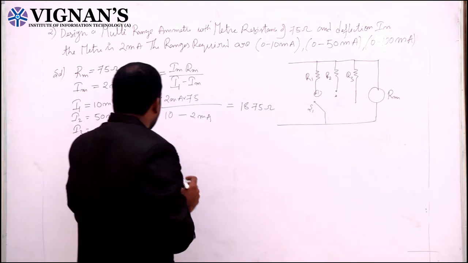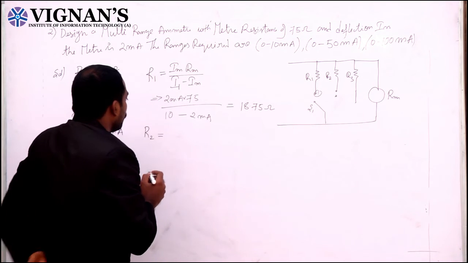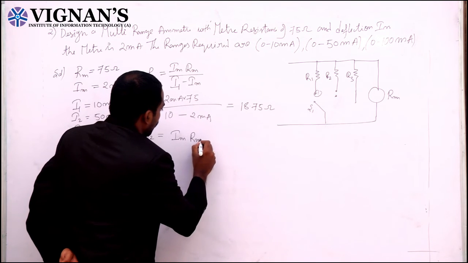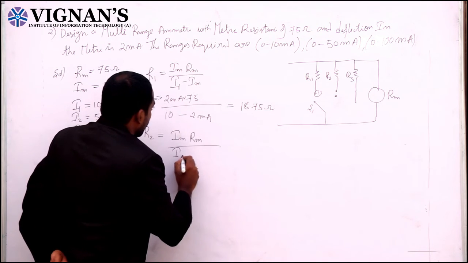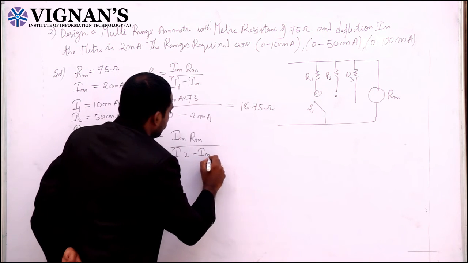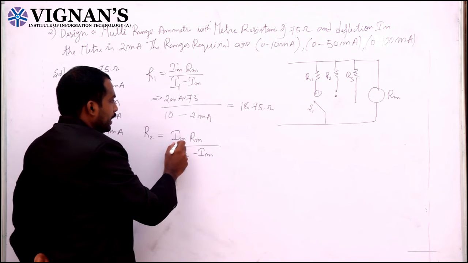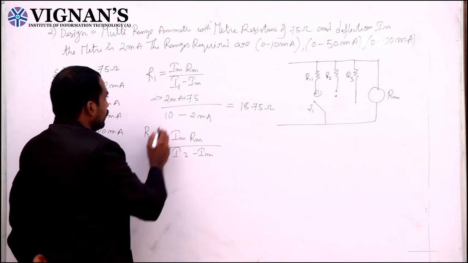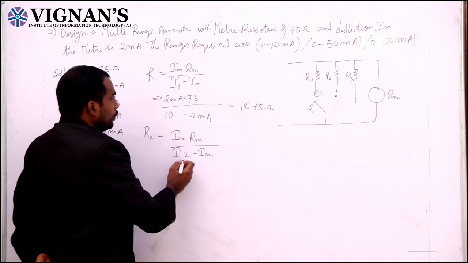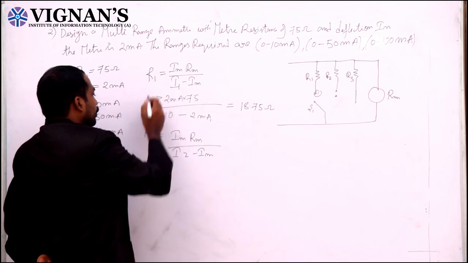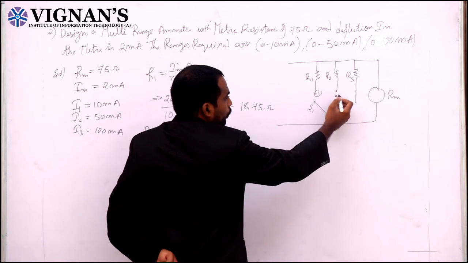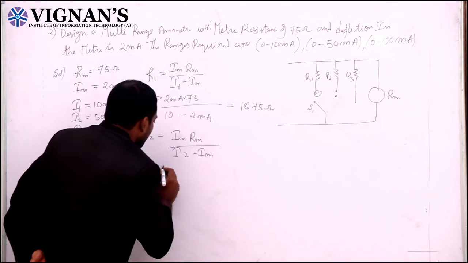Now what's the formula for R2 in the similar condition? R2 is equal to, again, Im into Rm divided by I2 minus Im. Simple. That means you are replacing your current I1 by I2 and you are replacing your resistance R1 by R2. That's it, because S1 has been shifted to point 2. Now again you will substitute these values.